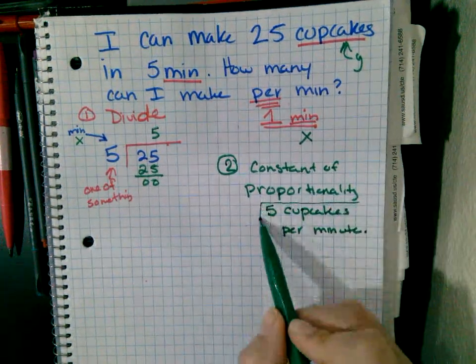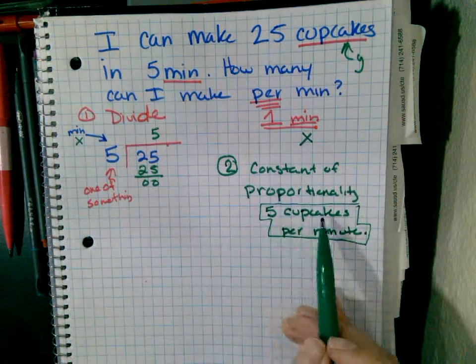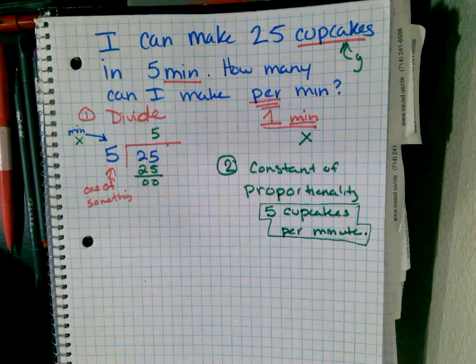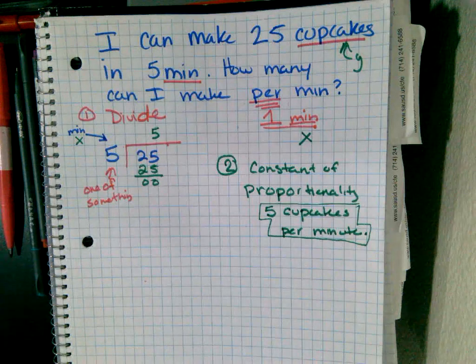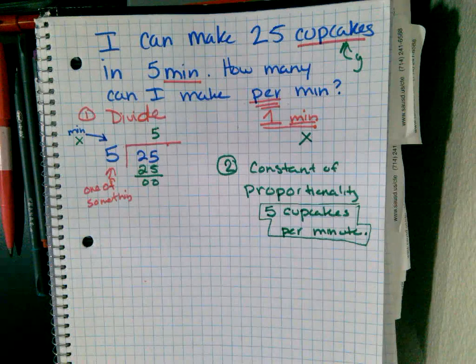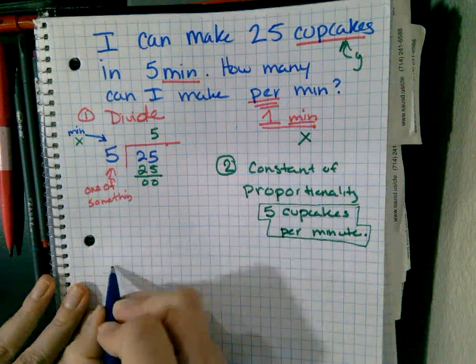Okay, that's our constant of proportionality. Our constant of proportionality means I can make 5 cupcakes per minute. I'm pretty fast. I can decorate 5 cupcakes per minute. Man, that's really fast. Imagine. That's pretty good. Pretty talented.